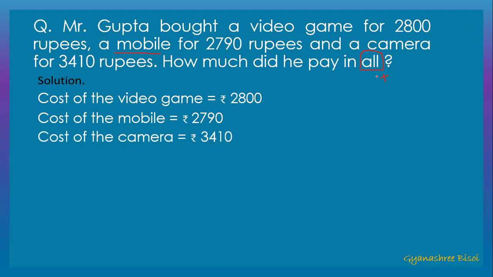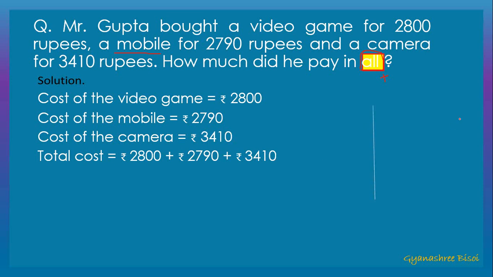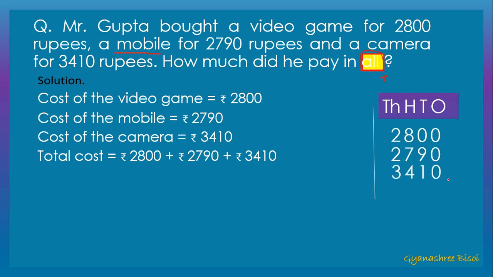Now this clue word shows we need to perform addition. Correct? Total cost equals rupees 2,800 plus rupees 2,790 plus rupees 3,410. Now draw a line, write the places: ones, tens, hundreds and thousands, and place the numbers. 2,800. Next number 2,790. I hope all of you know how to place the numbers. Next one is 3,410. Okay.